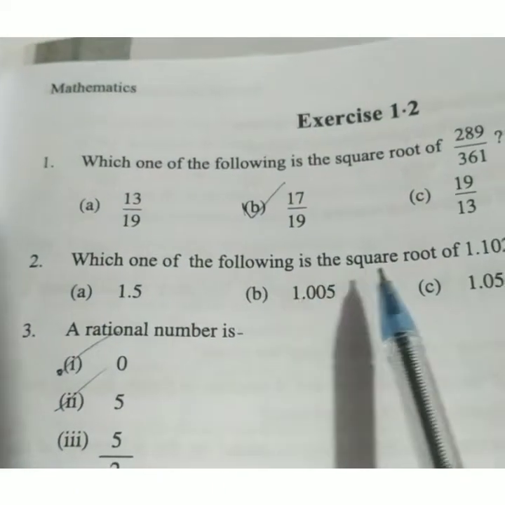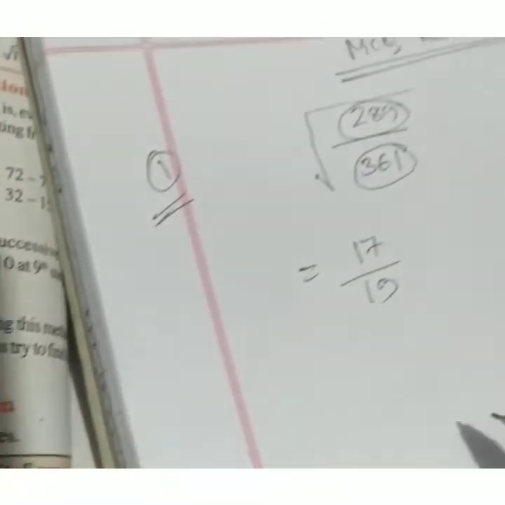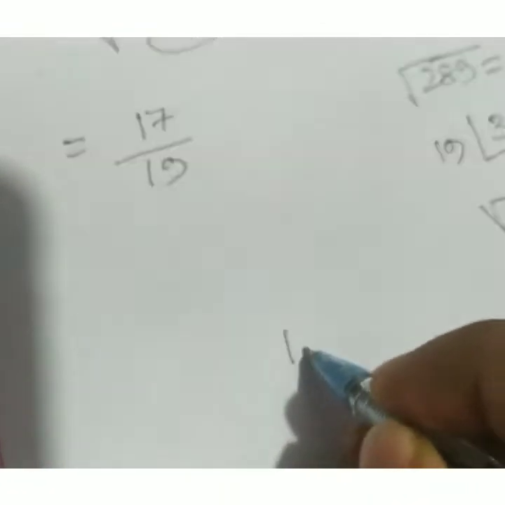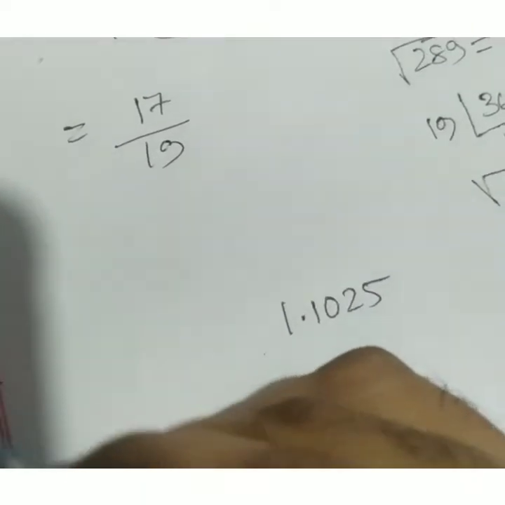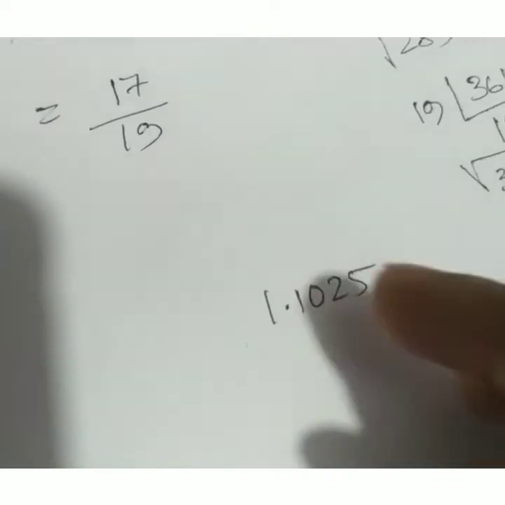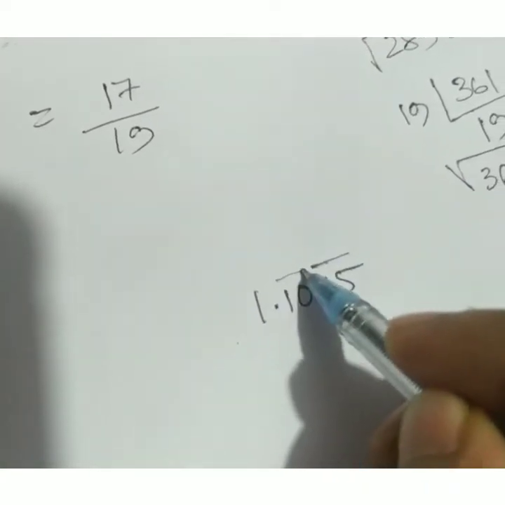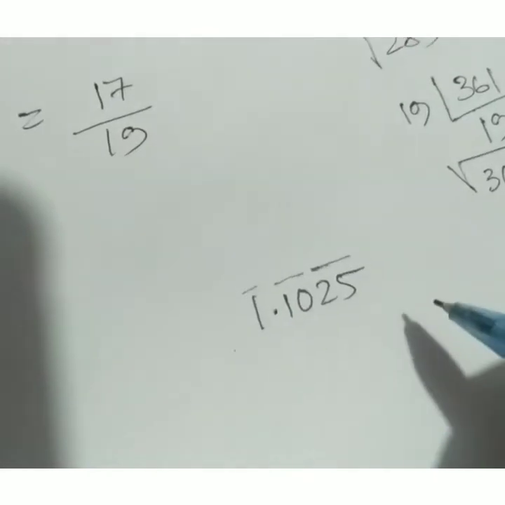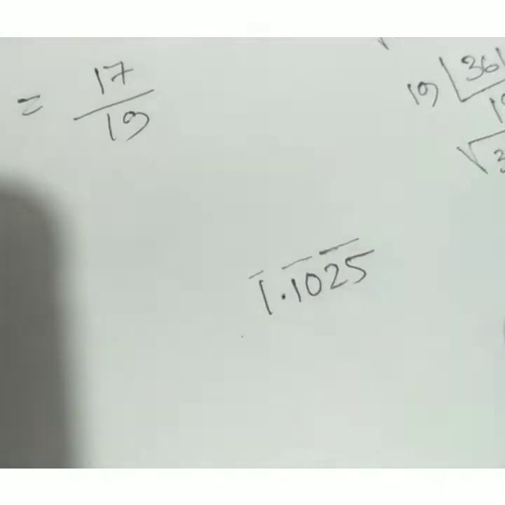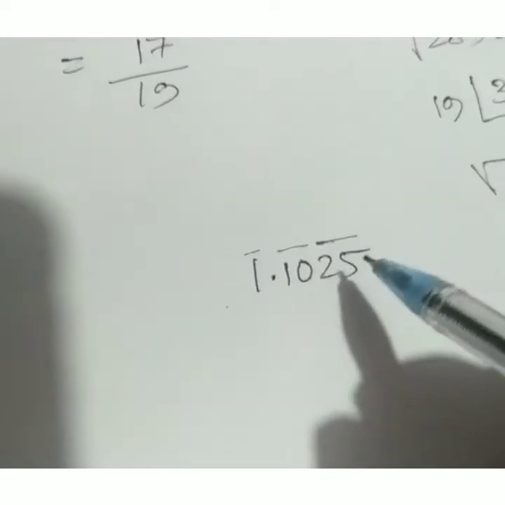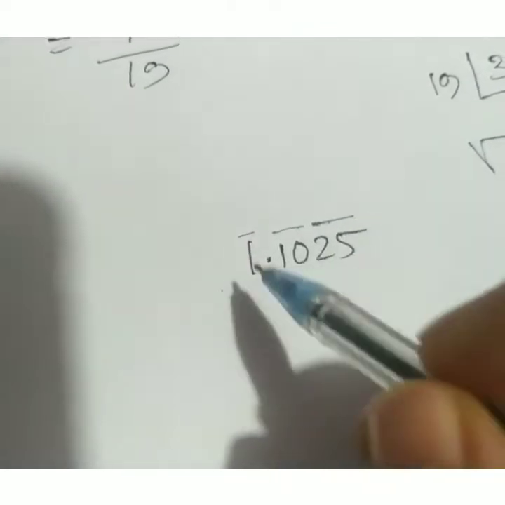Next, which one of the following is the square root of 1.1025? So we know how to find the square root of decimal numbers, right? 1.1025. Okay, so first of all we need to mark pairs from the right side. This is one pair, this is one pair, and this is only one single number, right? Next, we need to start square rooting. So this is a basic formula. I'm sure most of you already know how to find the square root of a decimal number.